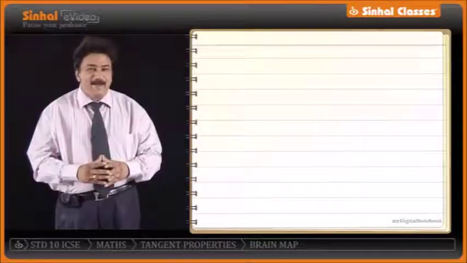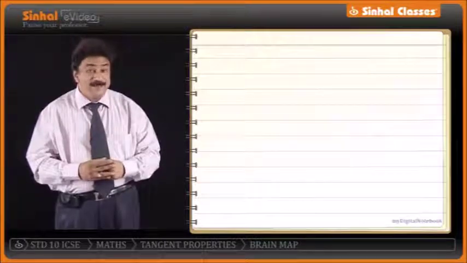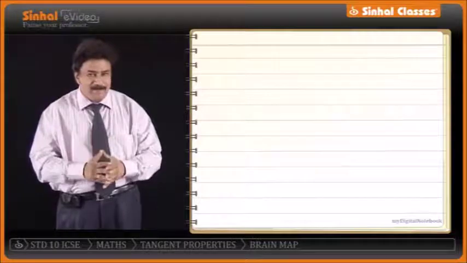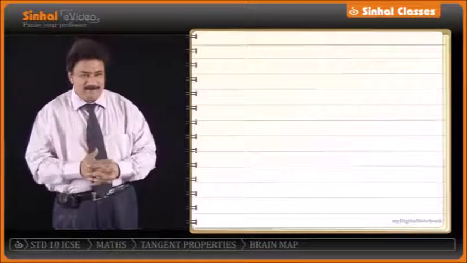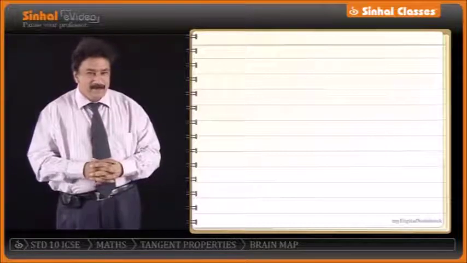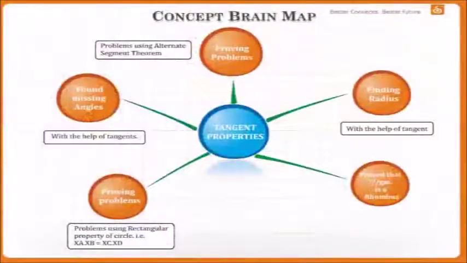Let's take a recap of this chapter, a short revision of tangent properties. That is what we have done in this chapter. A small brain mapping of it. To start with, with the help of tangents, we found the radius of the given circle. Then we went on to some proving sums. We proved that a given parallelogram is a rhombus. A very interesting sum it was.